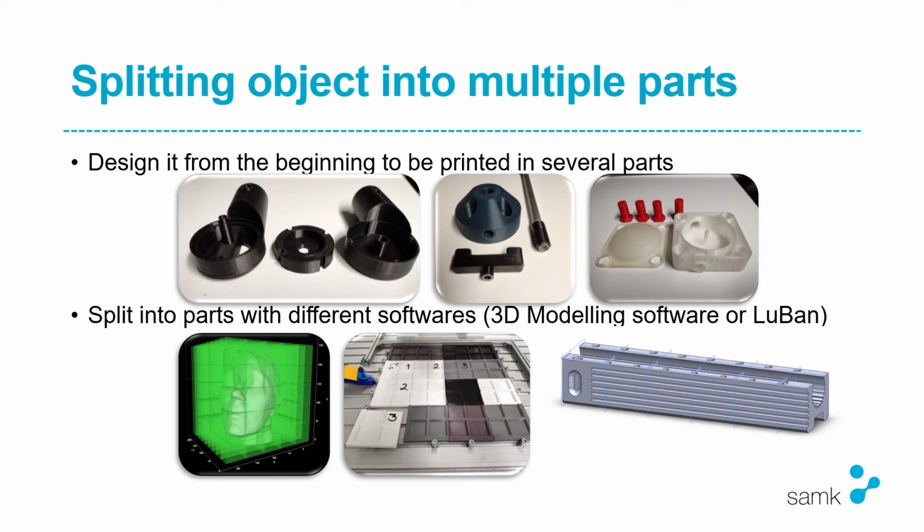Or like in the image on the right-hand side, you can cut the part into different sizes in the 3D modeling software. So basically the best way is to design the part to be printed in several different parts, because that enables you to use different materials, and it gives you the freedom to test out different things. It also means that if the part doesn't fit, you don't have to print the whole thing again. You can just print one of the parts.